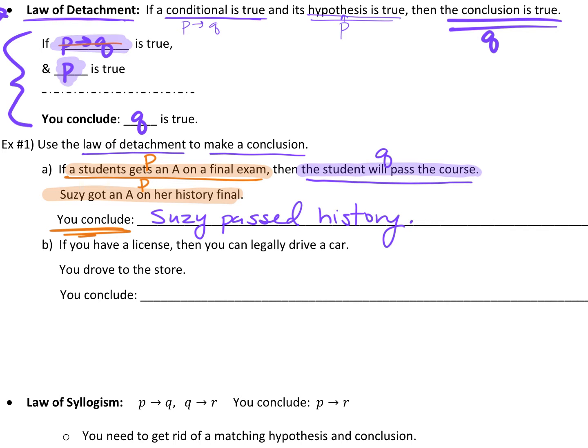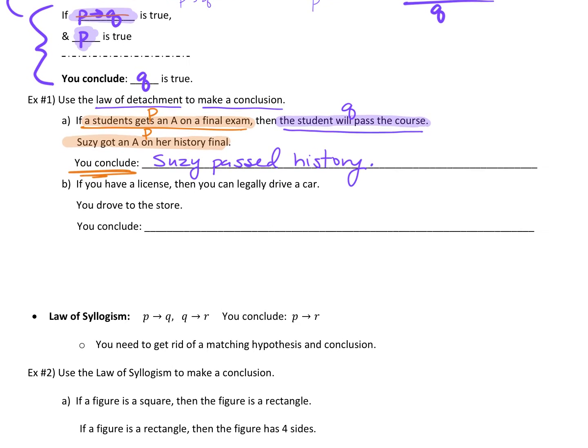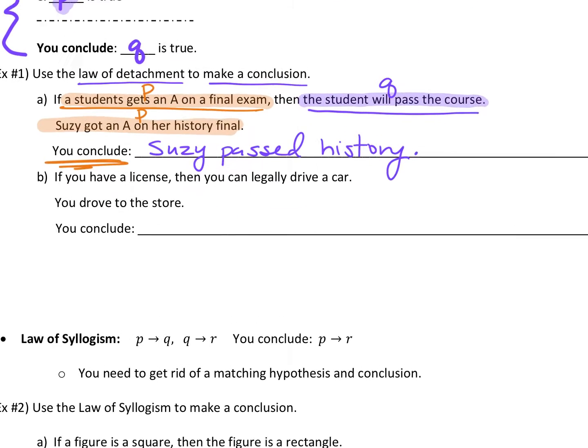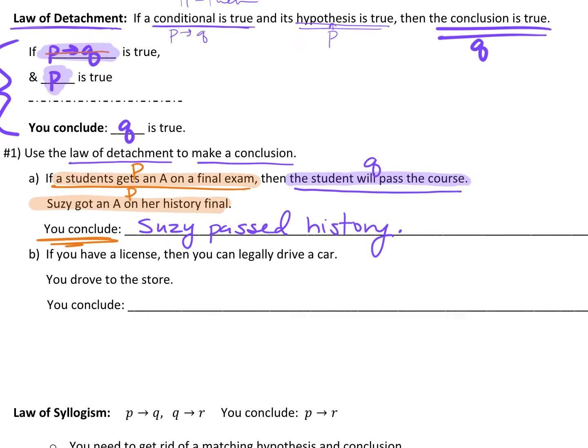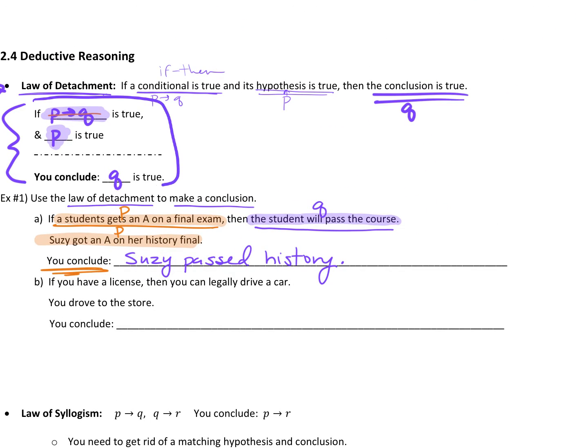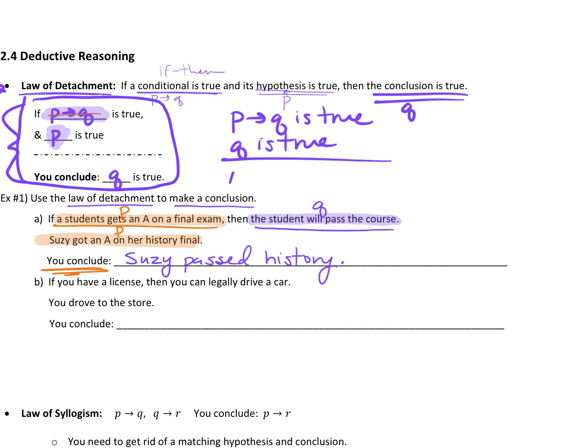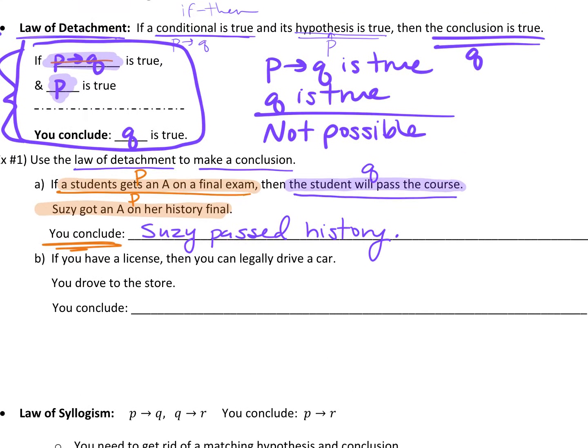Be like the opposite. So Q would be like if you have a license, and then P would be then you can legally drive a car. No, wait, this is different. Listen. If this isn't what you're given, so if they say if P then Q is true, and then they tell you the conclusion is true, you have to say not possible. And let me give you the example here where this works.